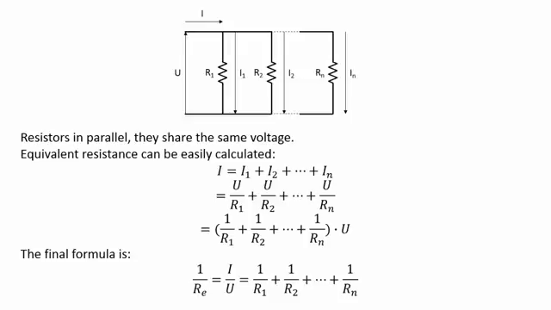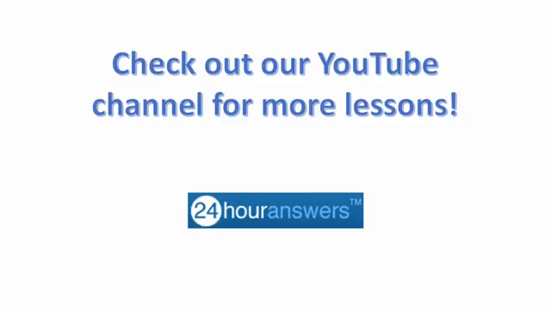The final formula is 1 divided by R equivalent equals I divided by U, or 1 divided by R1 plus 1 divided by R2 plus all the way to 1 divided by Rn.